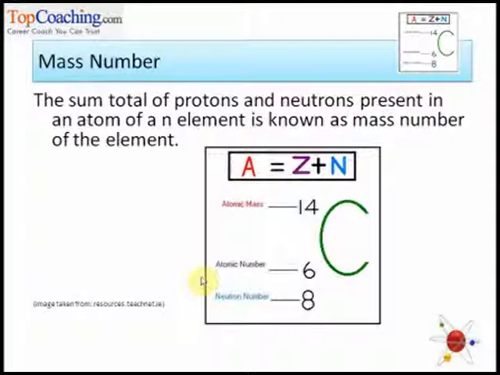Now let us see another property or nomenclature, known as mass number.